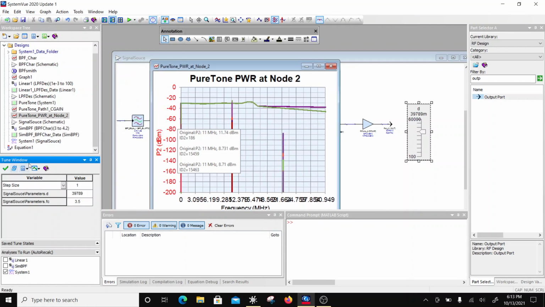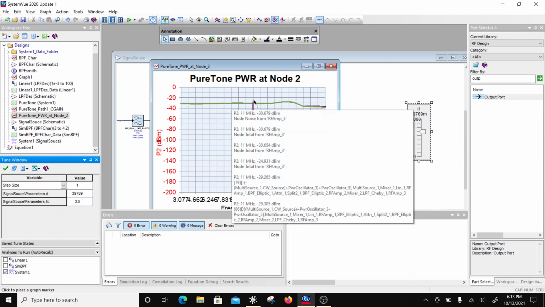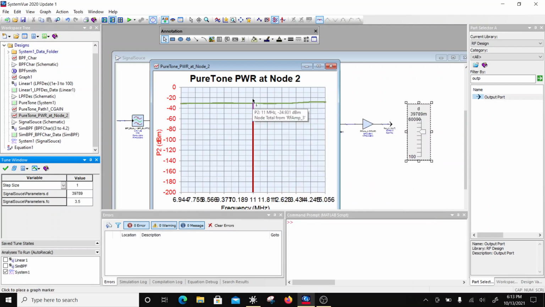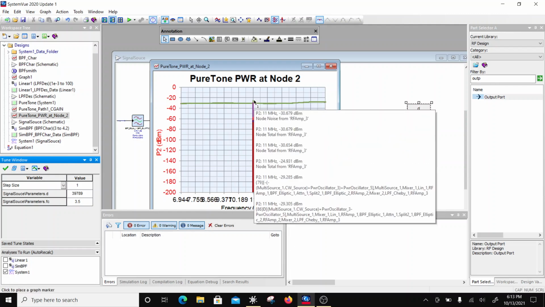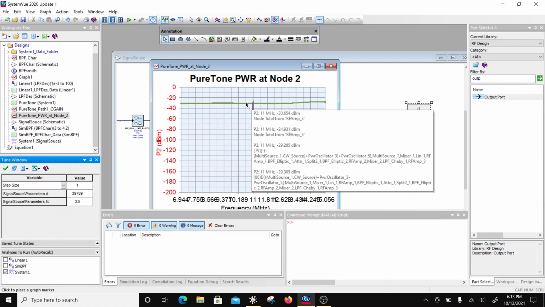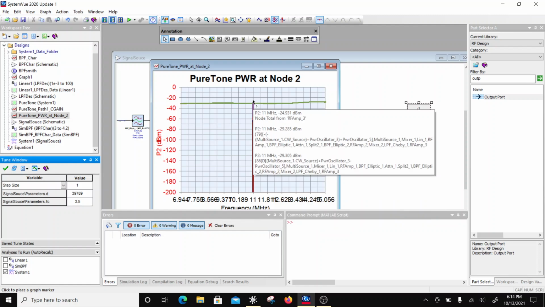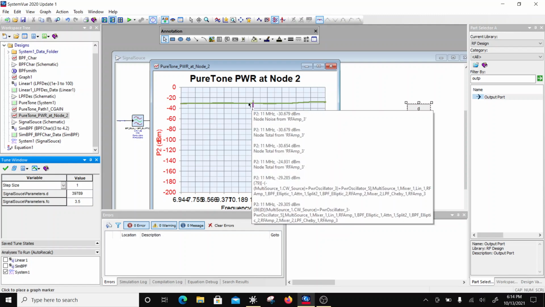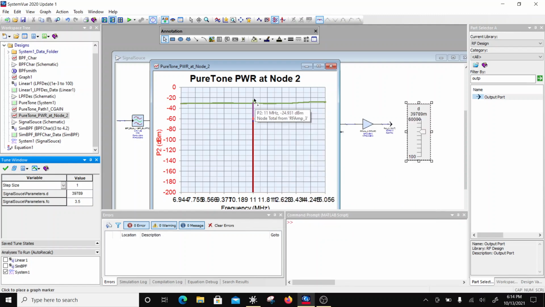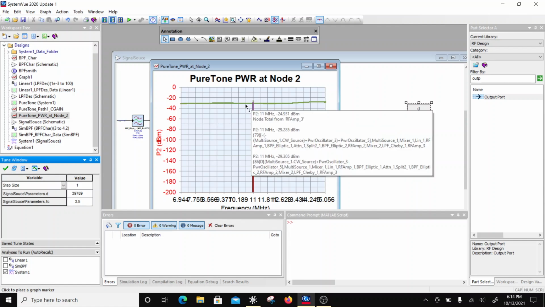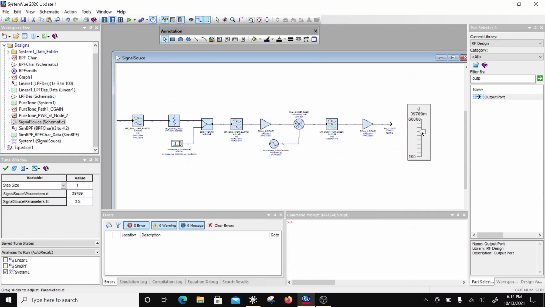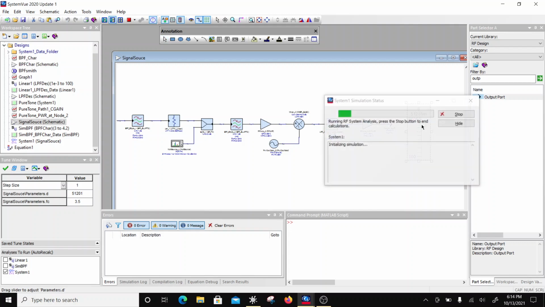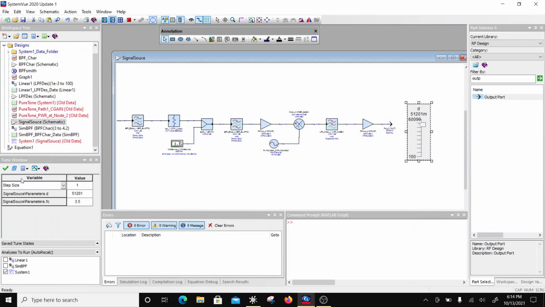Okay, at 40 kilometers, I am looking at power of minus 24, minus 30, minus 31, minus 25. So it's still 6 dB. So I can go ahead and increase the distance further. So right now I'm at 50 kilometers, right?